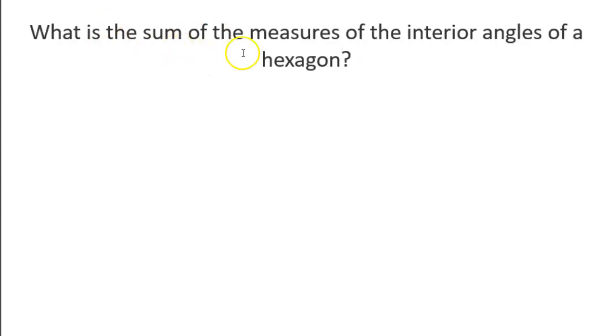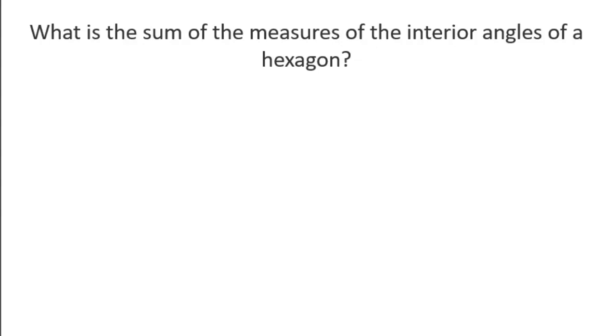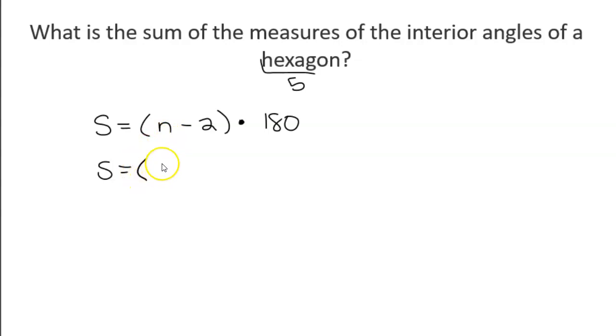What is the sum of the measure of interior angles of a hexagon? So we need to know how many sides a hexagon has. Let's grab that formula one more time. We have n minus 2 times 180, and n stands for the number of sides. A hexagon, hexa means 5, so this is 5 sides. So we're going to plug 5 in here, times 180.